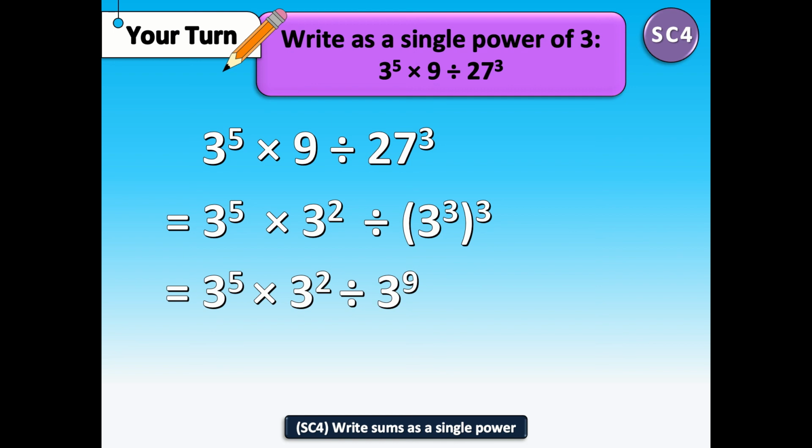And then we're doing 3 to the power of 5 times 3 to the power of 2. So we add those indices together. But then we're dividing by 3 to the power of 9. So then we take away 9. So 5 plus 2 is 7. And take away 9 would be minus 2. So the answer is 3 to the power of minus 2.